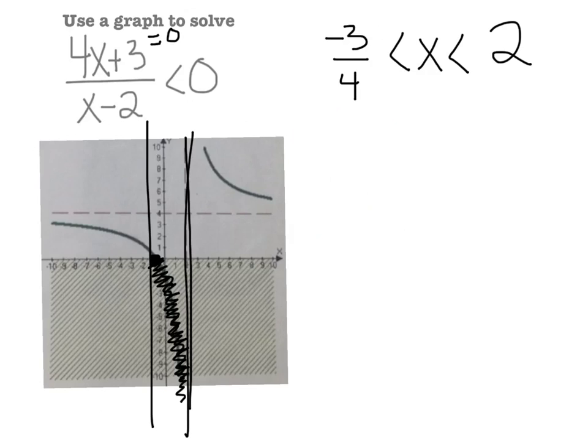So you could write it in set notation as well if you wanted to. Negative 3/4 to 2.